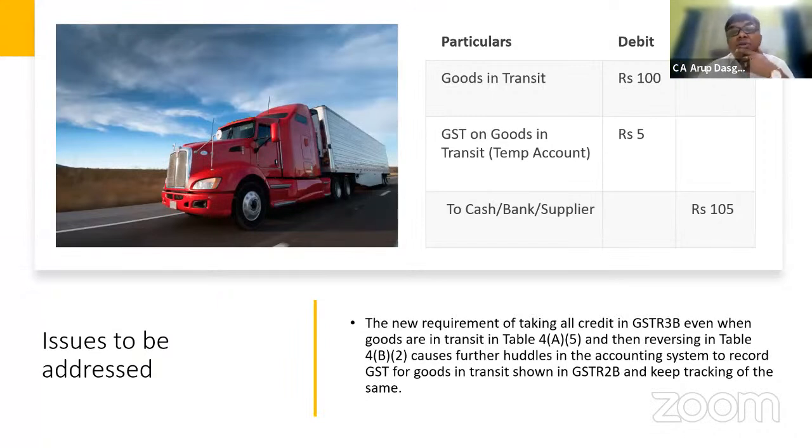So this is the accounting entry for goods in transit. What I have shown is goods in transit 100 rupees. I've booked it. GST on goods in transit is 5 rupees.